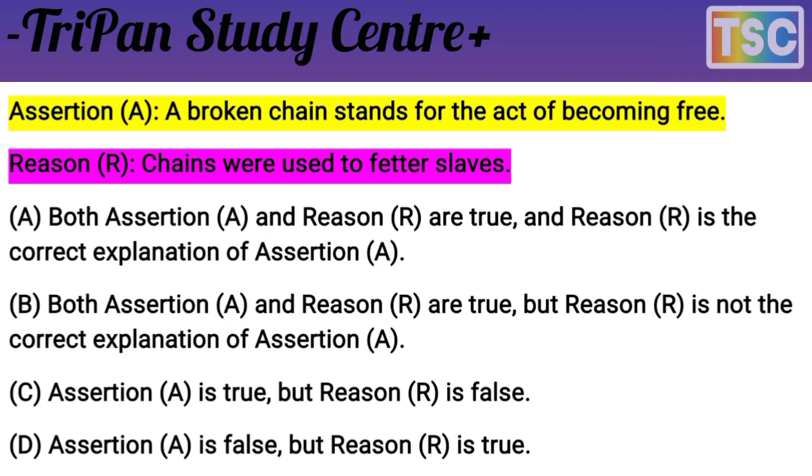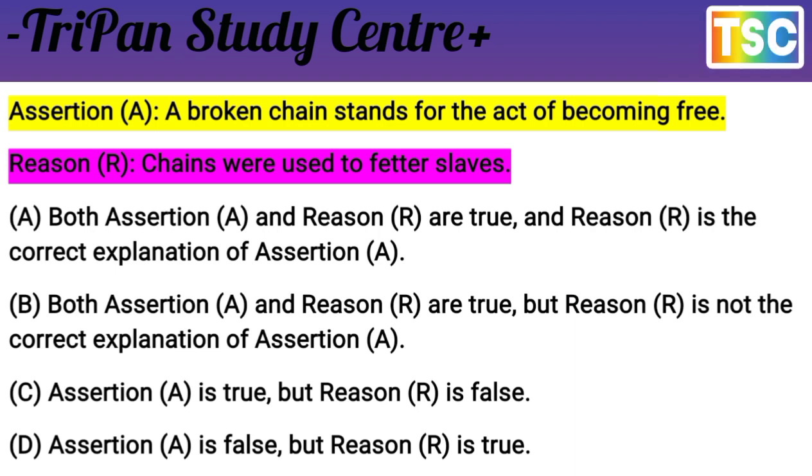And see the options here. A: both assertion A and reason R are true, and reason R is a correct explanation of assertion A. B: both assertion A and R are true, but reason R is not the correct explanation of assertion A. C: assertion A is true, but the reason is false. And D: assertion A is false, but the reason is true. The question is very interesting and important from the exam point of view.